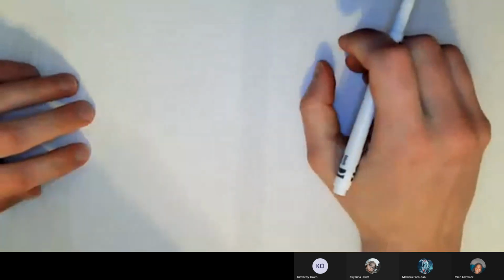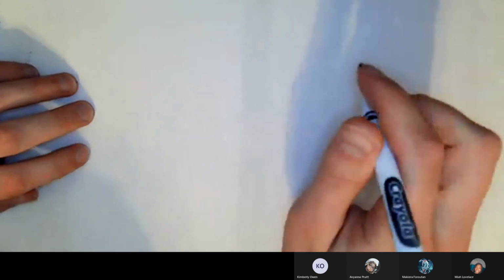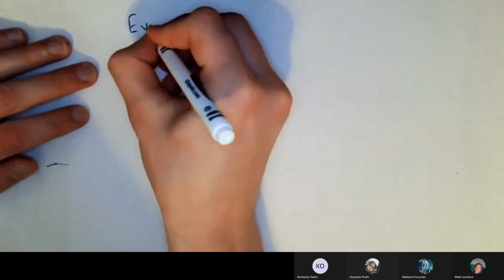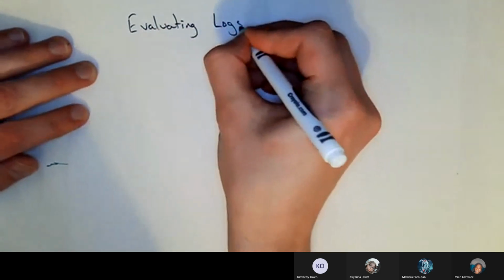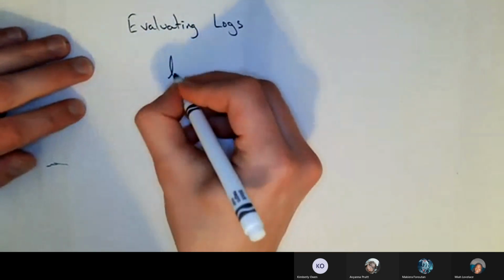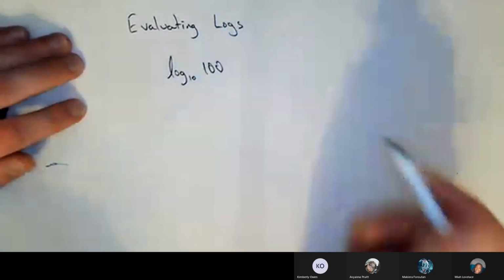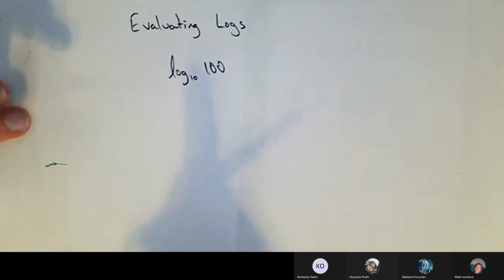So we also last time talked about evaluating logs. So not necessarily rewriting equations, but evaluating actual logs. Like for instance, just a quick reminder, we looked at log base 10 of something like 100. How would you evaluate that? So the question here is to tell me what this is equal to.